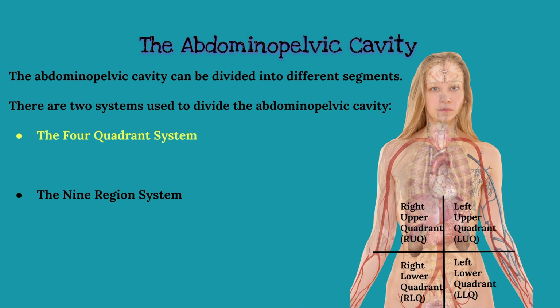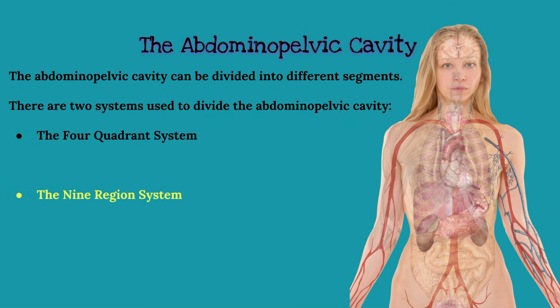And the 4-quadrant system makes it easier to diagnose abdominal pain. For example, pain in the right lower quadrant could be caused by pain in the appendix, the right ovary in women, or the last section of the small intestine, while pain in the left upper quadrant can indicate pain in the spleen, pancreas, stomach, or part of the large intestine.